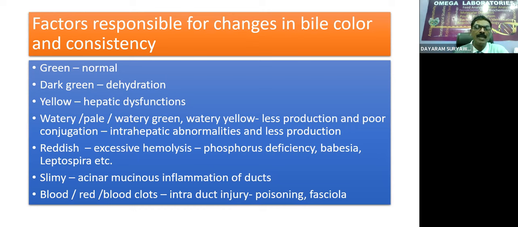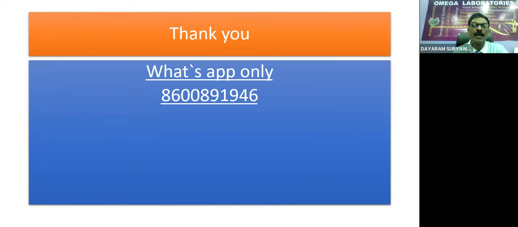of bile. Then slimy or sticky type of bile can be seen in case of inflammation of the ducts. So whatever ducts are there, they are lined by cuboidal epithelial cells. There is a mucinous type of inflammation that may lead to the stickiness of the bile, and the consistency of the bile will be sticky or slimy. Then blood, red and blood clots can be seen in intrahepatic injury, poisoning, and fascicular infection. So this is about the different changes that can be observed in the bile color and consistency. Thank you very much.